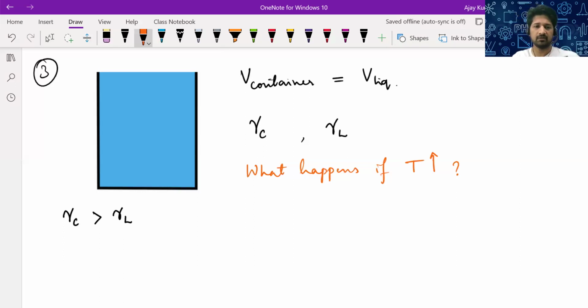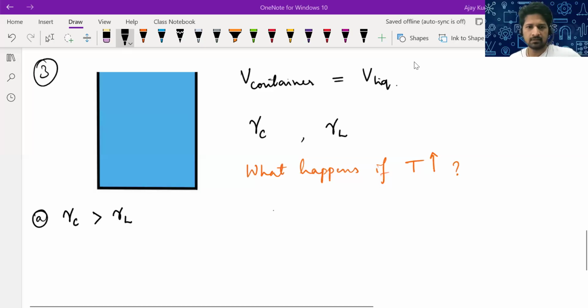What do you think will happen in the case where gamma of container is greater than gamma of liquid and temperature is raised? Think carefully, type your answers in chat. I'll give you 2 minutes. If you want to unmute and tell also, you can. I got one answer as free space appears in the container. Vanilla, can you explain this?